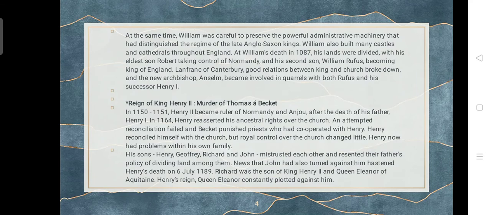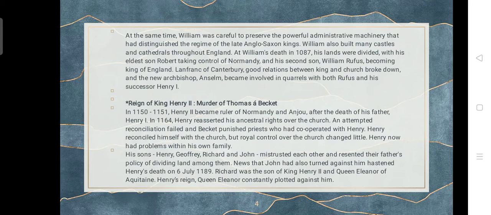At the same time, William was careful to preserve the powerful administrative machinery that had distinguished the regime of the late Anglo-Saxon kings. William also built many castles and cathedrals throughout England. At William's death in 1087, his lands were divided, with his eldest son Robert taking control of Normandy and his second son, William Rufus, becoming King of England.